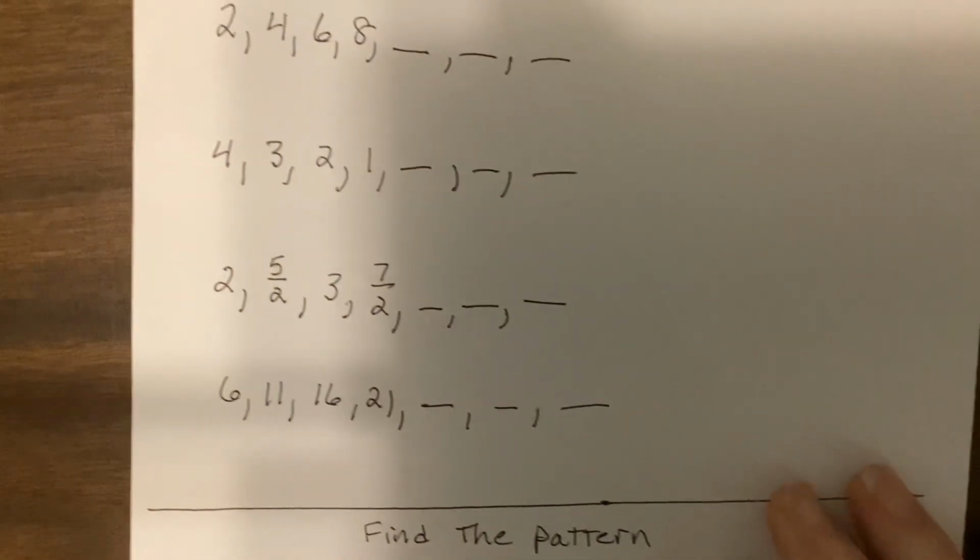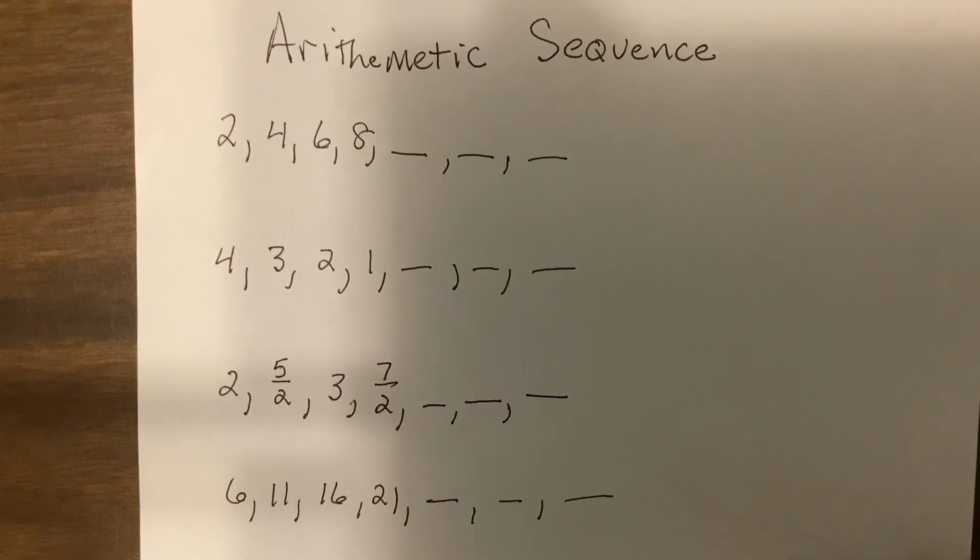Now today's pattern, what we're working with, is called arithmetic sequences. An arithmetic sequence means you're adding the same number each time. You're adding the same number. Now, the number can be positive or negative, but you're adding the same number each time.